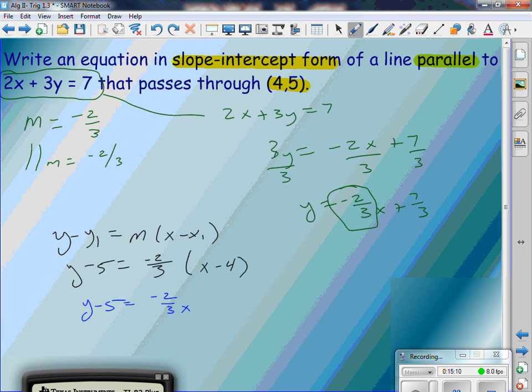negative 2/3 x. Now, negative 2/3 times negative 4. What's a negative times a negative? Positive. All right. This 4 is actually 4 over 1. What's 2/3 times 4 over 1? It's not 12/3. It's 8/3. My last step, add 5 over.